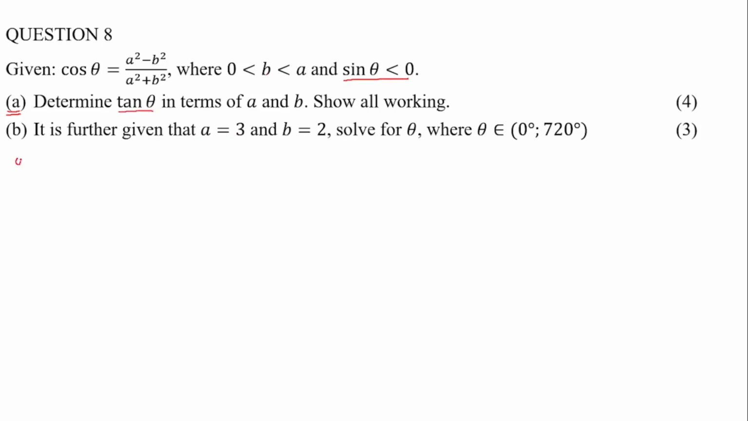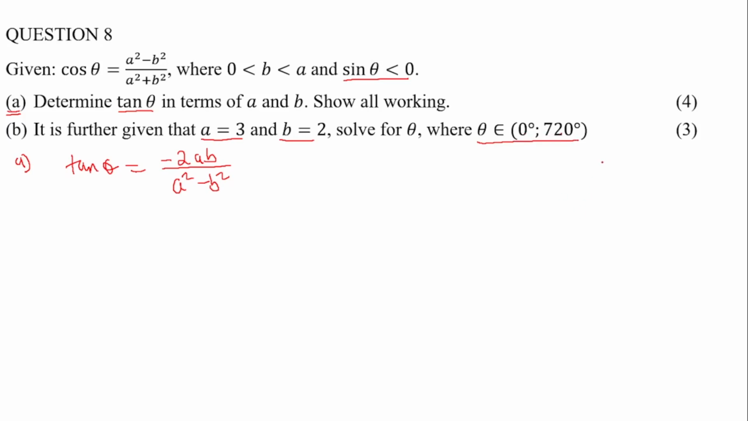We managed to do that. We managed to find that tan theta is equal to negative 2ab over a squared minus b squared. That's what we did in question A. Now question B. It is further given that a is equal to 3 and b is equal to 2. Solve for theta where theta is between 0 and 720.